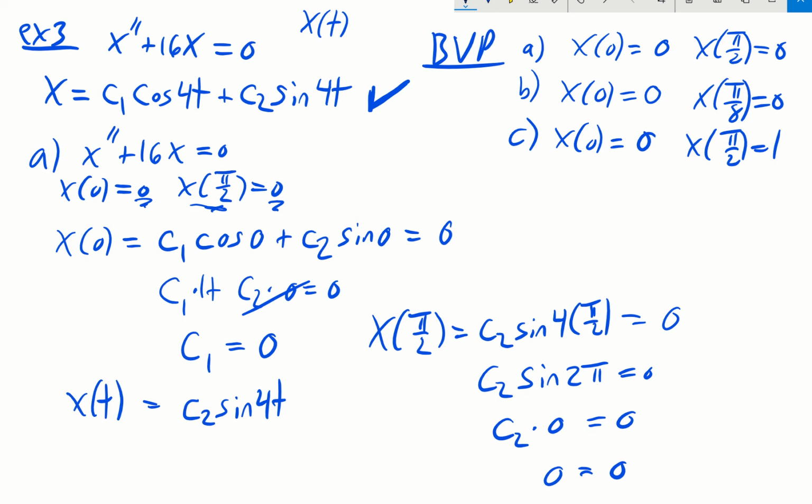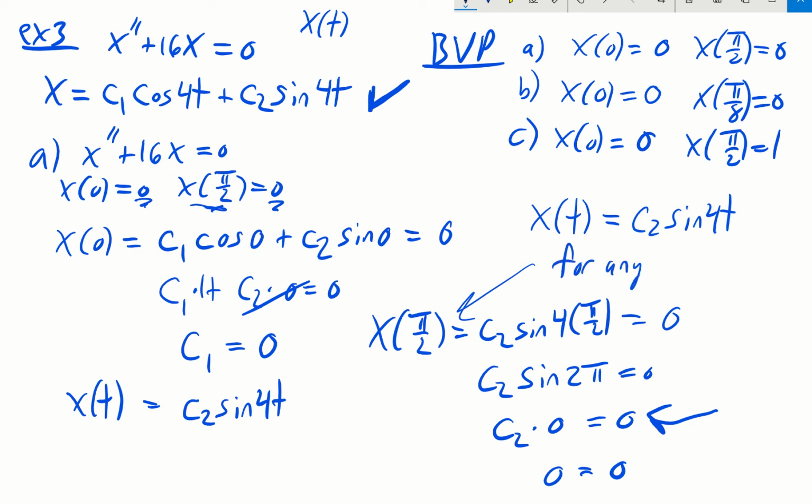But what does this mean? Well, essentially, if you look at this condition right here, what this tells us is that no matter what value of c2 we pick, this will always be a true statement, because at that boundary value, the sine of 4t term is going to be 0, which means that no matter what you pick for c2, multiplying it by 0 will always give us 0. So what that means is we're actually going to have infinitely many solutions. The function x of t equals c2 times the sine of 4t for any real value c2 is a solution.